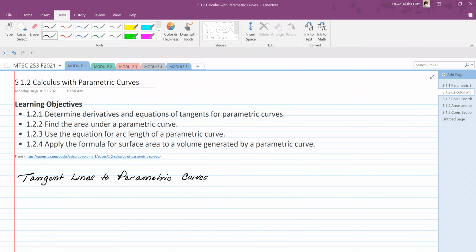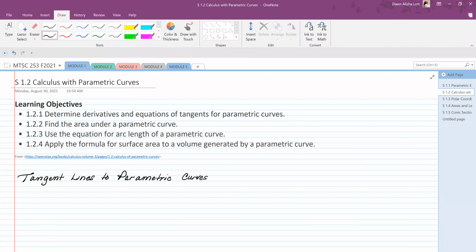Then beyond this, we're going to find the area under a curve, we're going to find the arc length, and we're also going to find the generated volume and surface area of a parametric curve when you revolve it around a particular axis. All of these using the parametric form. Okay, so let's start off.